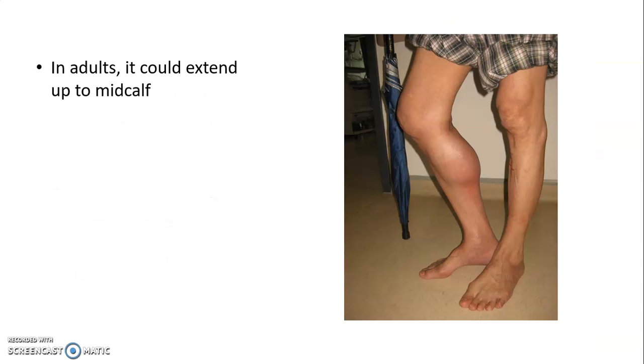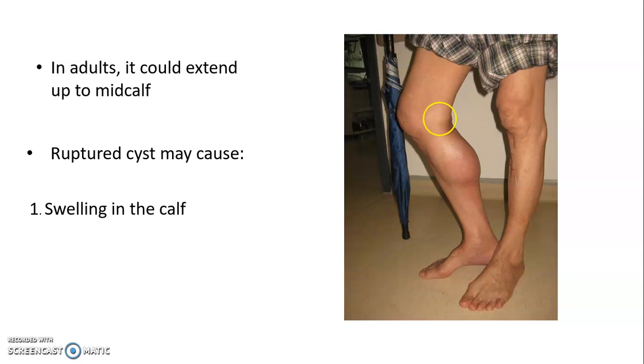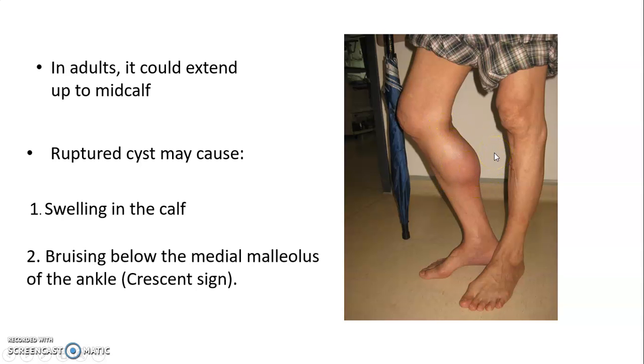In the adults, this Baker's cyst can extend up to the midcalf. As you can see, this is the Baker's cyst, which was at the back, has now extended up to the midcalf, and it could also be ruptured. And the rupture may result in a swelling in the calf, as in this picture. Along with the swelling, there can be bruising below the medial malleolus.